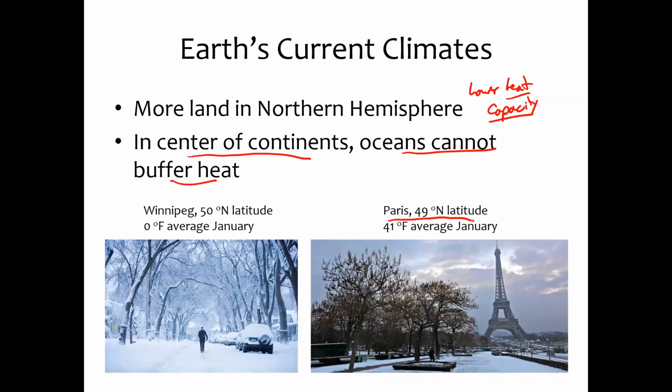So this is what contributes to a big difference between places that are a little closer to the shoreline, like Paris, a few hundred kilometers at most away, versus Winnipeg, which is in the center of Canada, away from any ocean. If you look at the average winter temperatures, they're vastly different, even though these are at the same latitude, the same line of latitude, how far north or south on the globe you are. This lack of oceanic buffering is also why you get big changes in the seasons in the northern hemisphere and much smaller changes in the southern hemisphere.